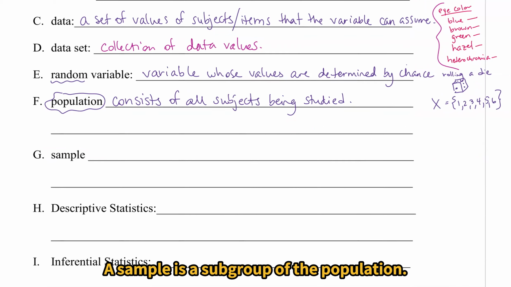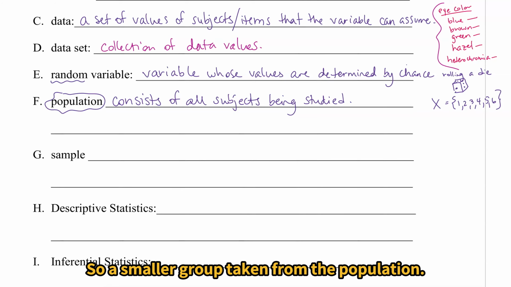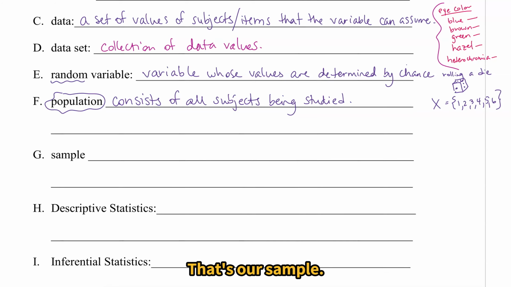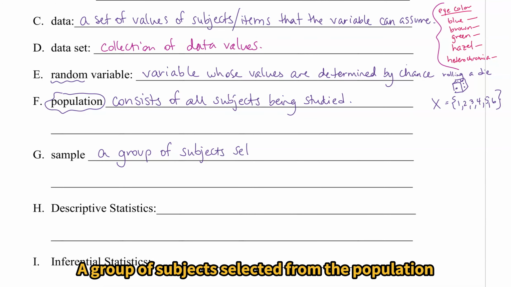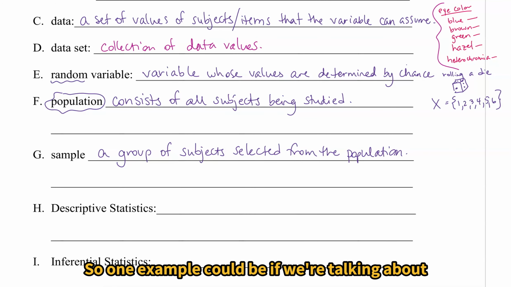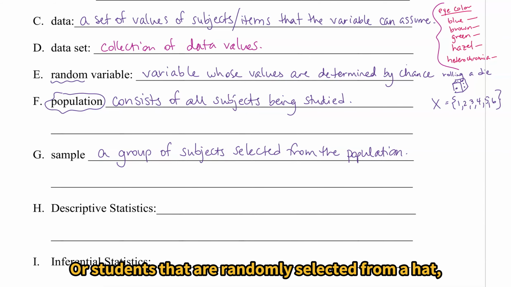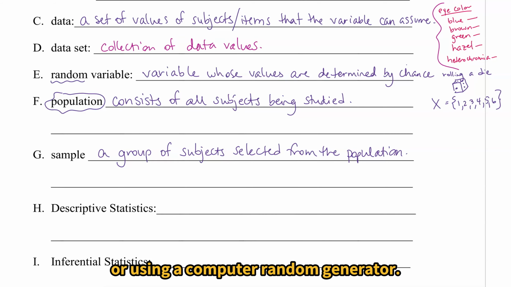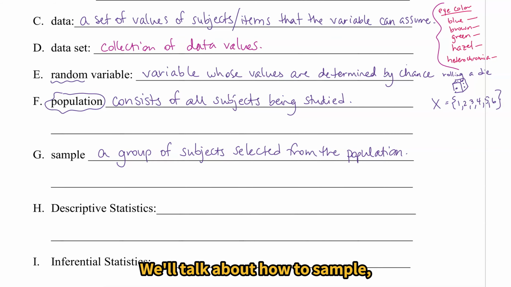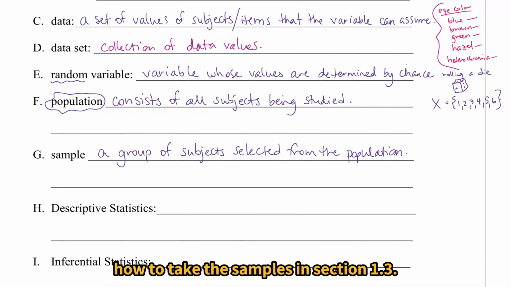A sample is a subgroup of the population. So a smaller group taken from the population, that's our sample. A group of subjects selected from the population. So one example could be if we're talking about Las Positas college students, maybe the sample is students with a last name that begins with P, or students that are randomly selected from a hat or using a computer random generator. We'll talk about how to sample, how to take these samples in section 1.3.